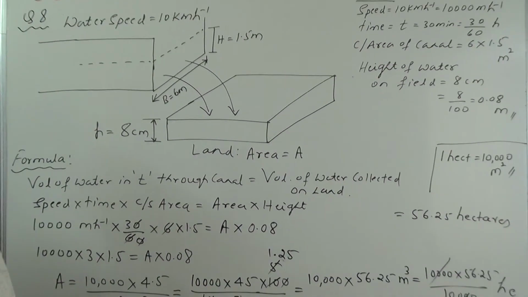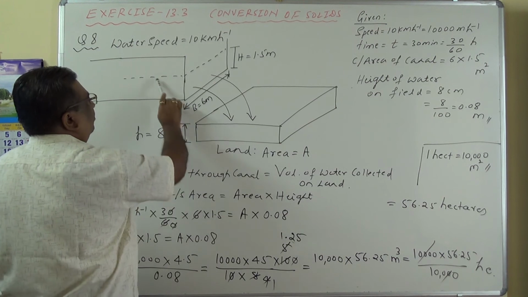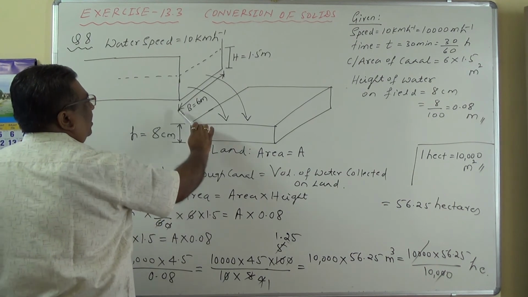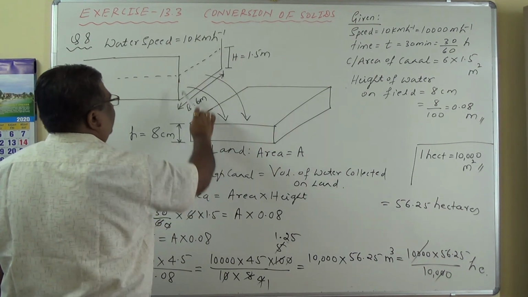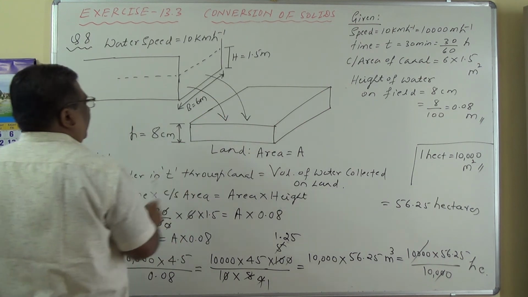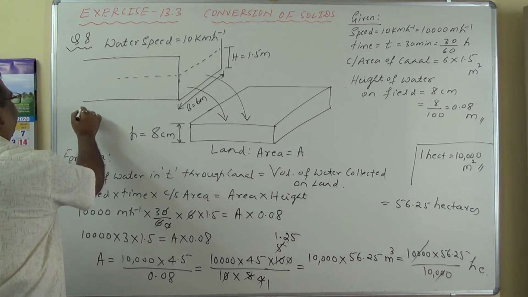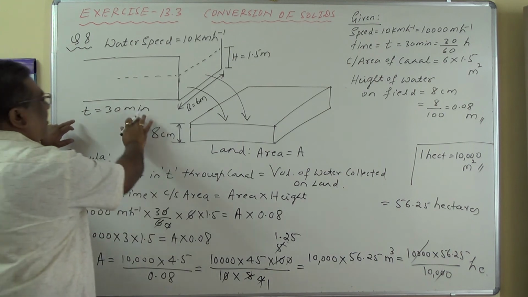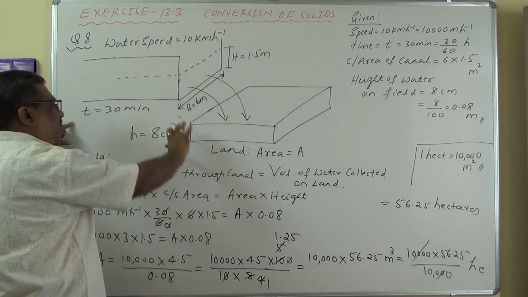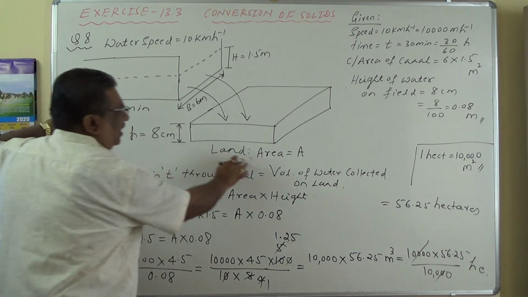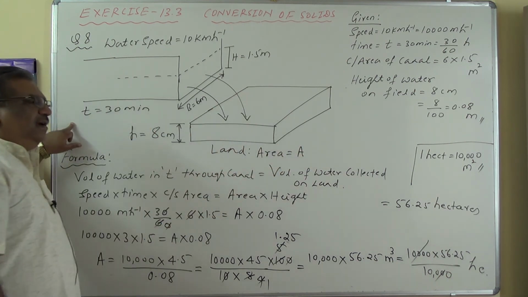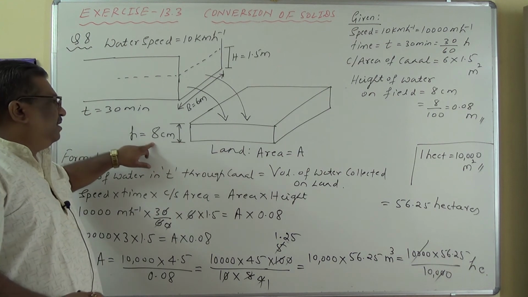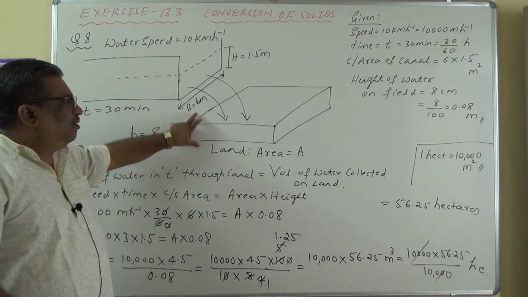See, the diagrammatic representation looks like this. This is a canal here and water is flowing into the field. Speed of the water is 10 kilometers per hour, width of the canal is 6 meter, height is 1.5 meter, the cross section area is 6 into 1.5, and time I'll write here is equal to 30 minutes. Water flows through this canal in 30 minutes, and the water collected on the field is up to a height of 8 centimeter. If A is the area of irrigated land, then the volume of water collected over the field is area into height.